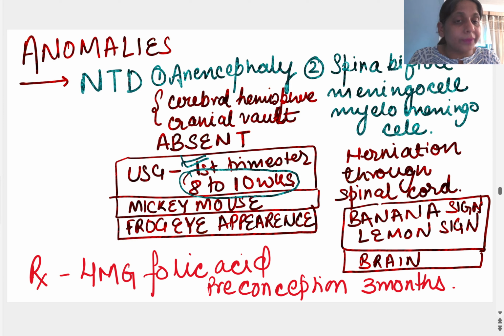Abort this pregnancy, right? But to avoid these neural tube defects in another pregnancy, the next pregnancy, we will give prophylactically preconceptional, not after conception, preconceptional 4 mg folic acid for 3 months so that it does not occur.